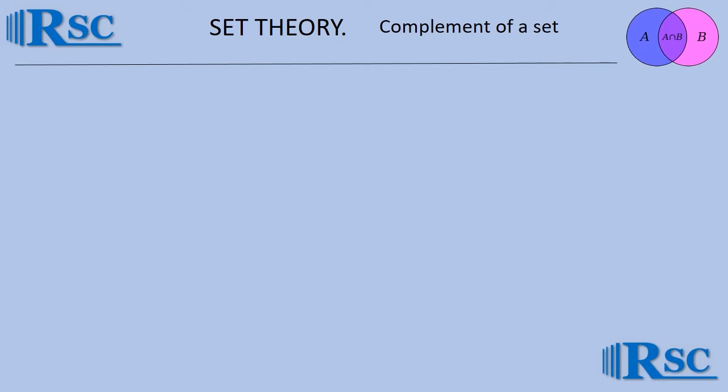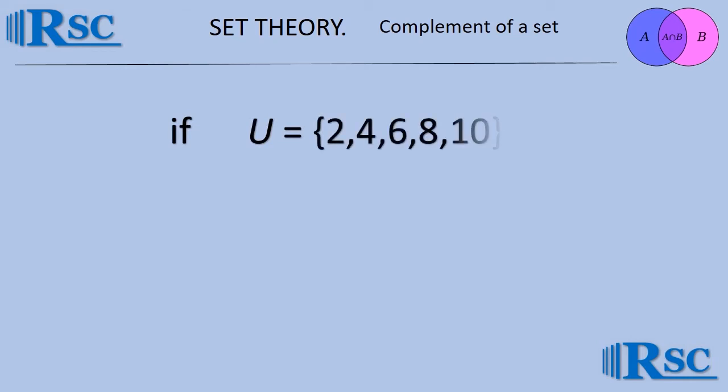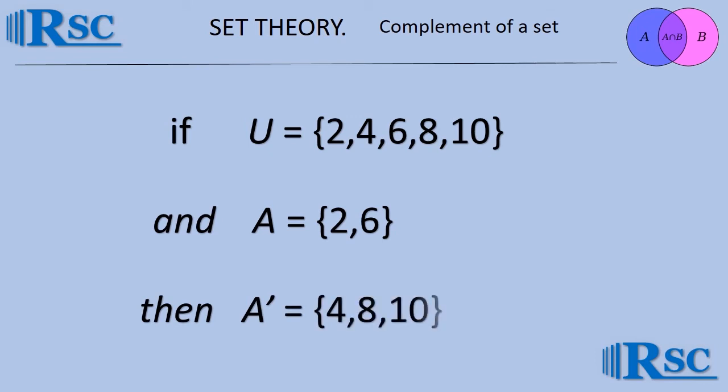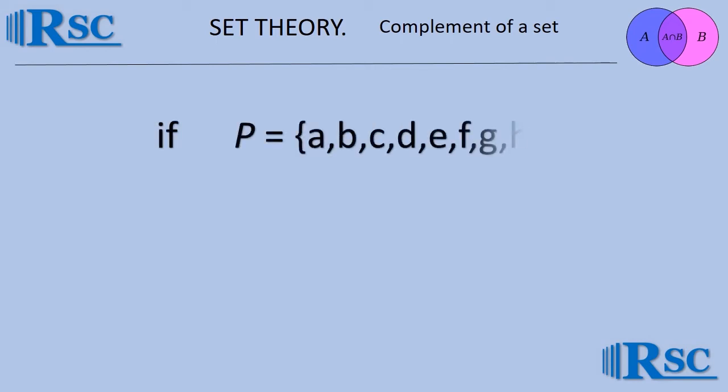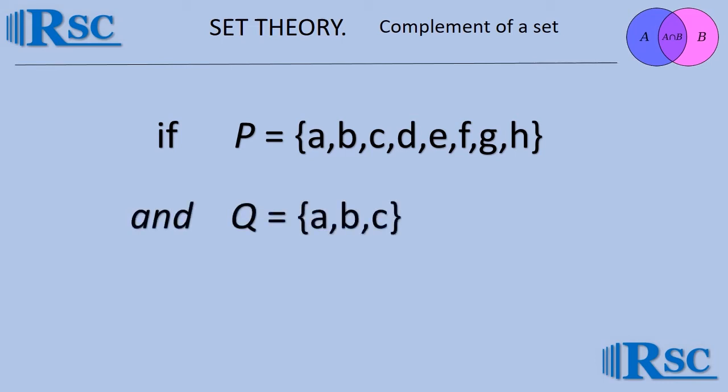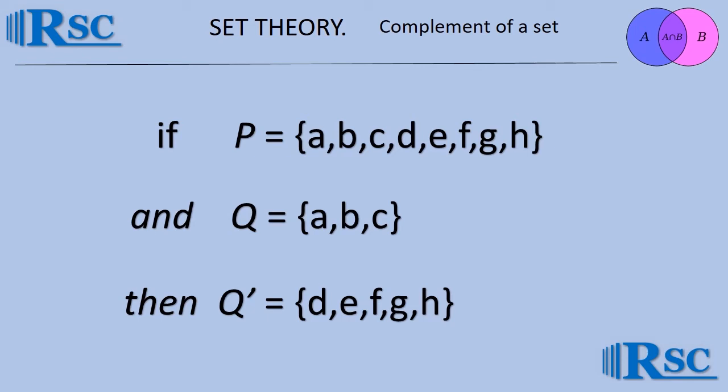So let's look at some examples of complement sets. If the universal set is 2, 4, 6, 8, and 10, and A is 2 and 6, then the complement set of A would be all that remain in the universal set, which is 4, 8, and 10. Another example, say P is the set of A, B, C, D, E, F, G, and H, and Q is only the set of A, B, and C, then the complement of Q would be D, E, F, G, H when relative to P.